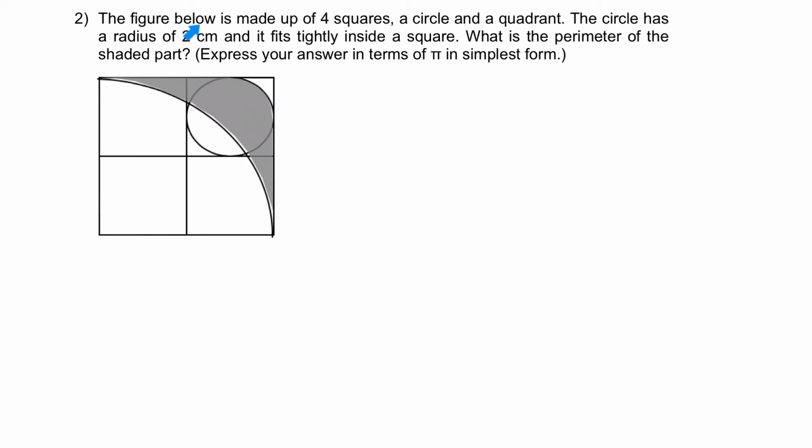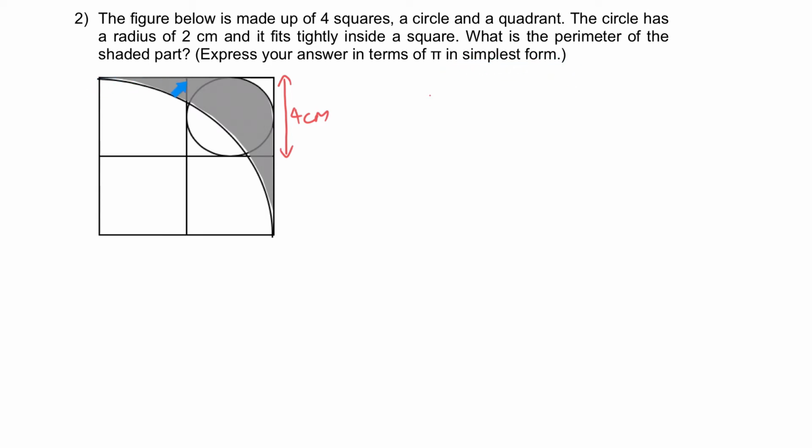Question 2. The figure below is made up of 4 squares, a circle, and a quadrant. So the 4 squares, 1, 2, 3, 4, the circle, and the quadrant here. The circle has a radius of 2 cm and it fits tightly inside the square. Now if it's 2 cm, we know that the diameter will be 4 cm, which happens to be the length of one square. What is the perimeter of the shaded part? Express your answer in terms of pi in the simplest form.